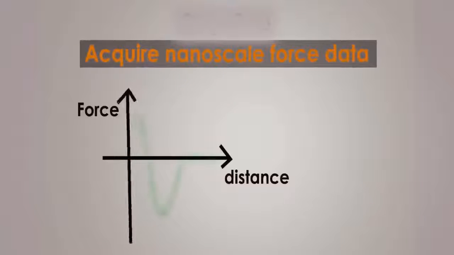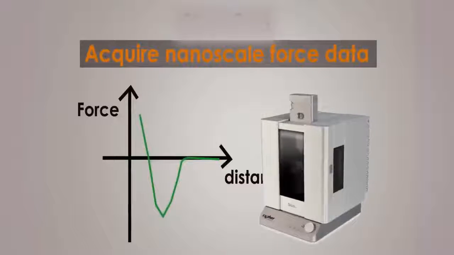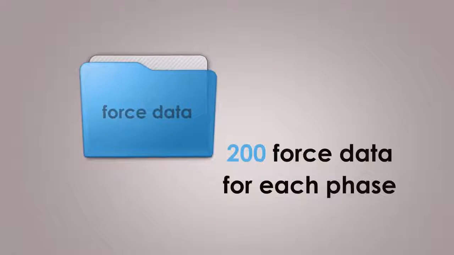So the first step is acquiring nanoscale force data from the AFM and plotting the force curve from the data. The process of acquiring force data with the AFM has been detailed in previous videos. So, I will go ahead and show you how to generate the force curve from the data. I have here the raw data for both phases of calcite, about 200 each. You can take as many data points as you want.